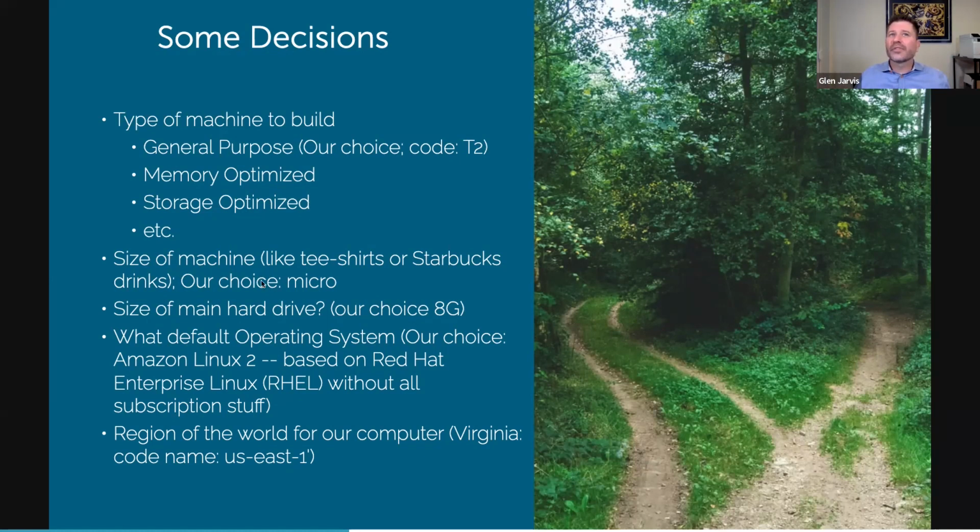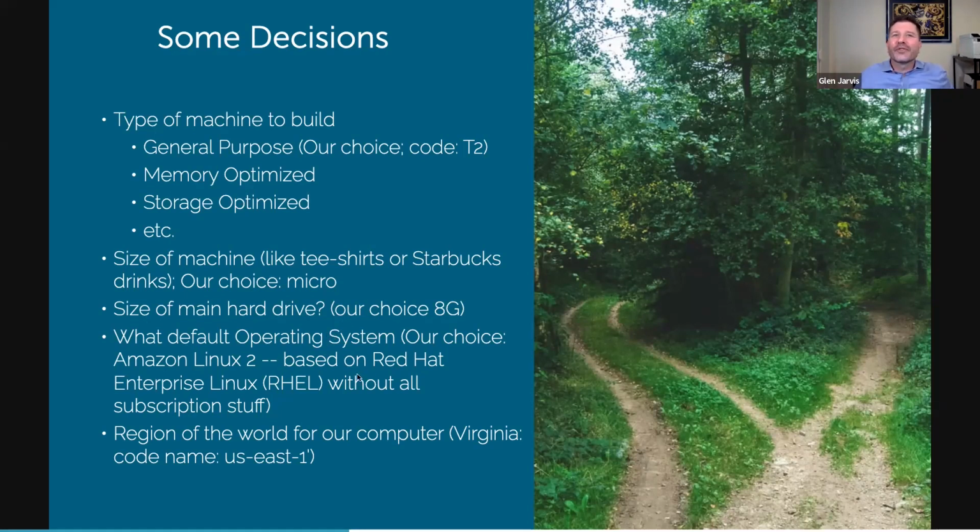Also, we need the size of the machine. How much memory and space? Just think of it as a t-shirt size: small, medium, large. In our case, I'm going to pick a micro, so I'm picking a T2 micro just to have sizes. Hard drive, 8 gigs is fine. We're just picking some kind of basic.